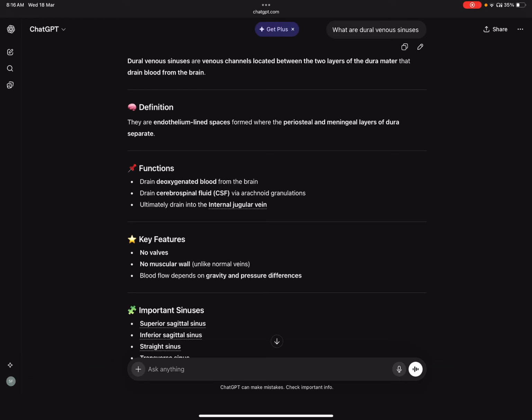Hi everyone, so today we're covering dural venous sinuses. Now, dural venous sinuses are basically venous channels that are located between two layers of the dura mater.